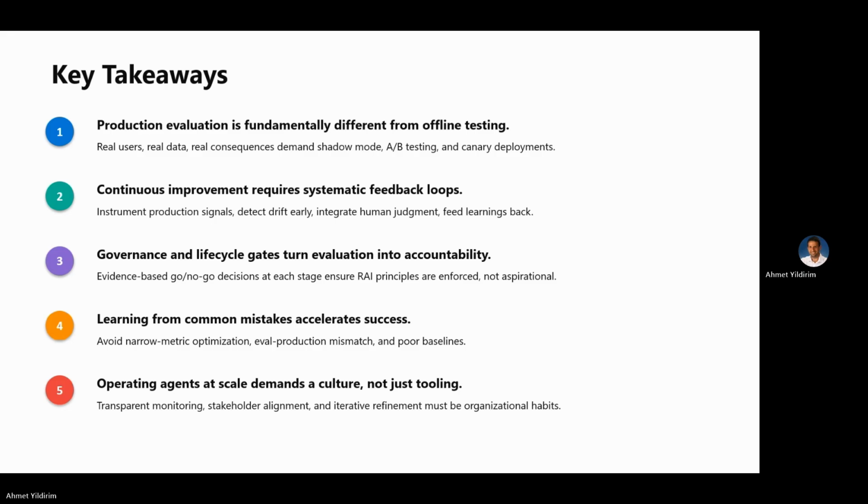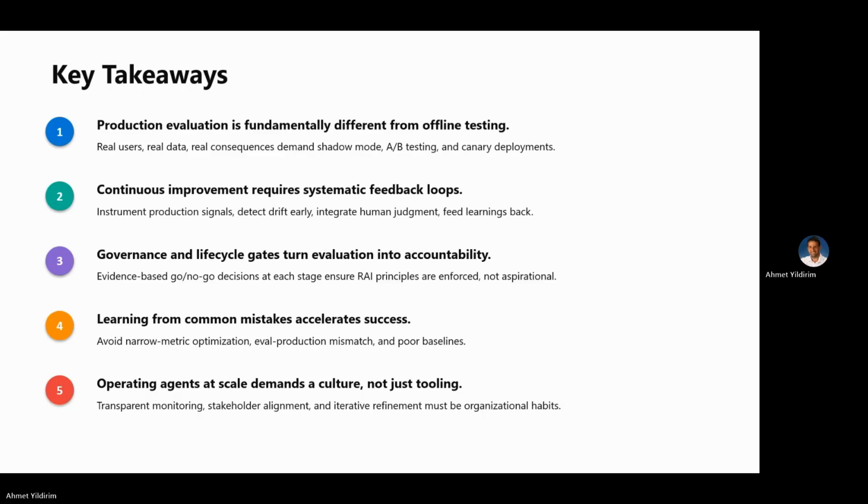The third one is governance and lifecycle gates turn evaluation into accountability. This is what transforms evaluation from a technical exercise into a business discipline. Evidence-based go/no-go decisions at each stage are how you ensure responsible AI principles are actually enforced, not just aspirational language in a deck.